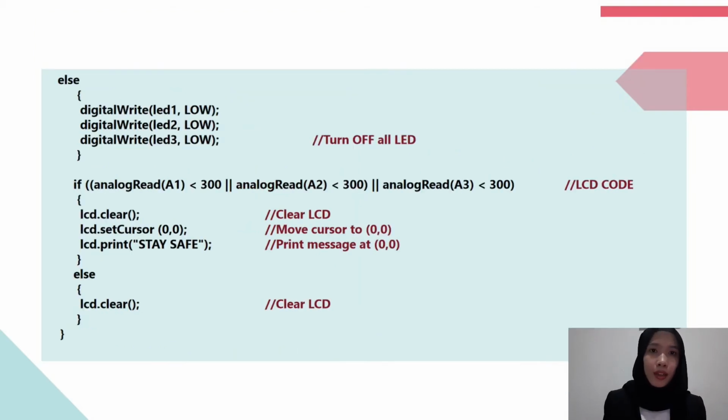So the counterpart of the statement, which means the LDR value is not less than 100, the code is set to digitalWrite all LEDs to LOW. This is to turn off all LEDs as it is daylight.